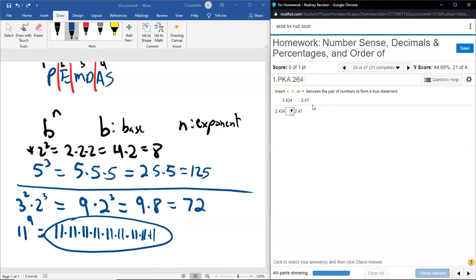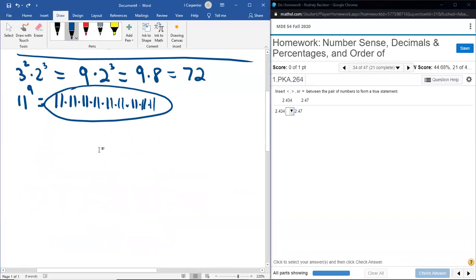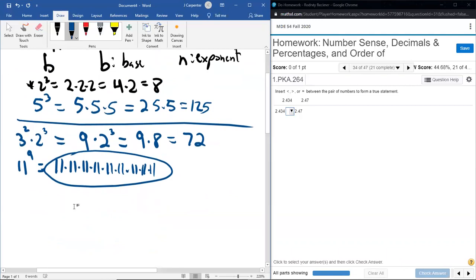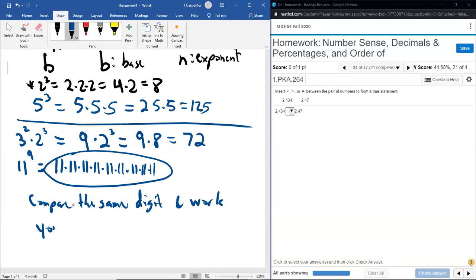All right. Insert a less than or a greater than or an equals between the pair of numbers to form a true statement. So we have 2.434 and 2.47. Well, when you're comparing decimal numbers, I'm just going to write everything out today. You have to compare the same digit and work your way left to right.